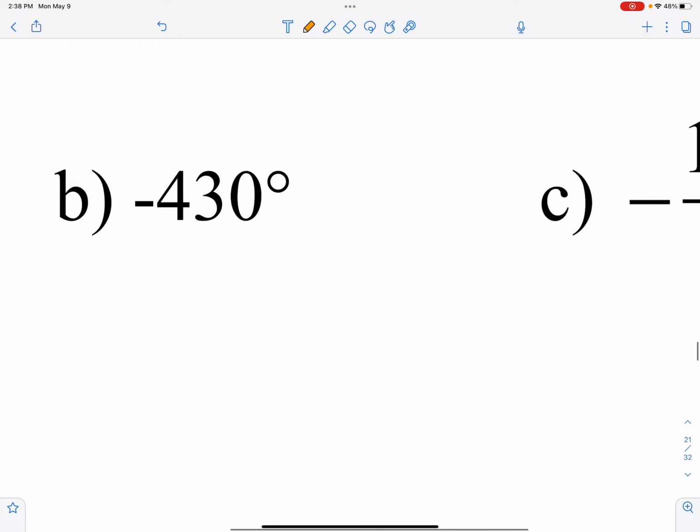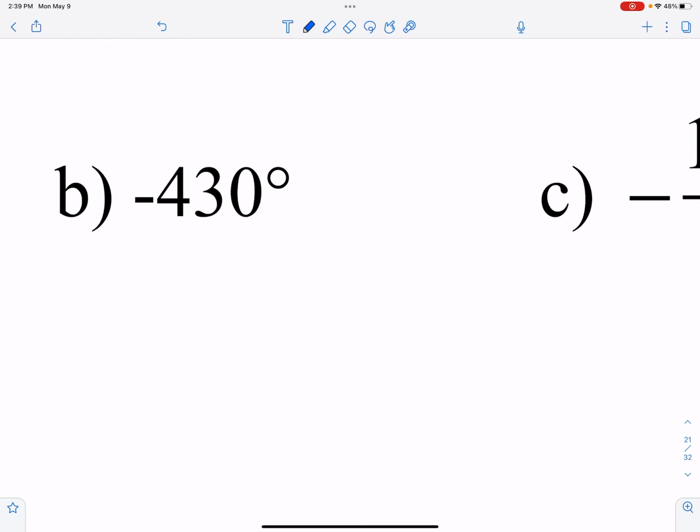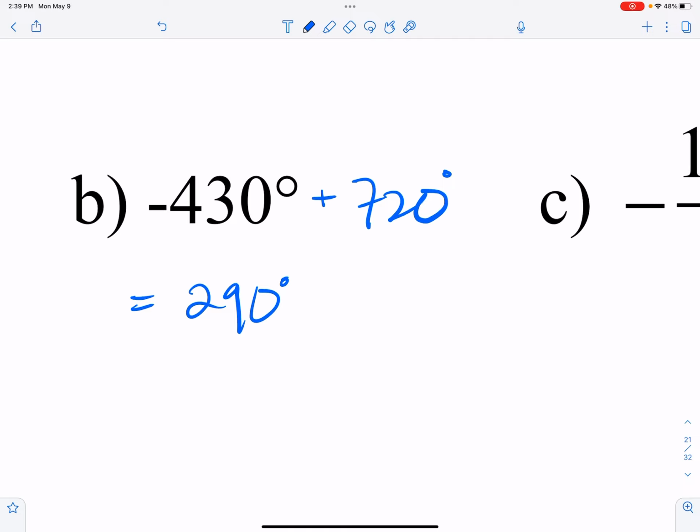Then for negative 430 degrees, well, again, that's more than 1 rotation in the clockwise direction. If we were to add 360, we would still be in the negative. So let's go ahead and add 720 degrees, and that puts us at 290 degrees.